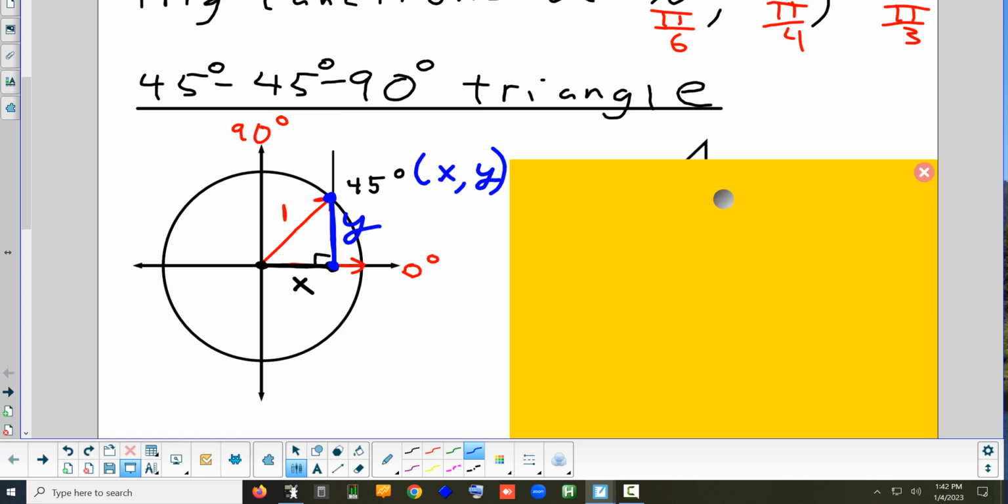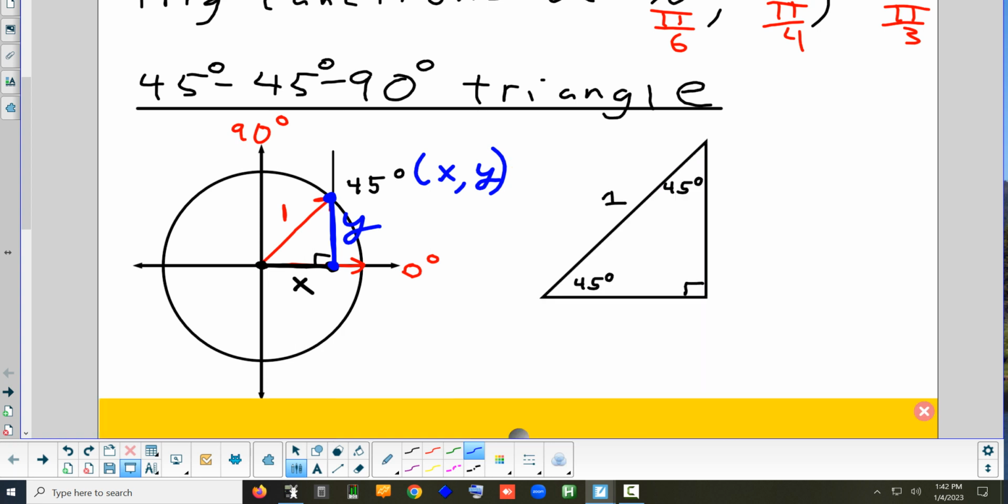Now I've got the same triangle, just a little bit bigger so you can see it better. I've labeled all my angles and the hypotenuse as 1. This side is x, and that's my y. But look at that triangle. It is a right triangle, but anybody tell me anything else about it? Those 2 sides. Right, it's isosceles.